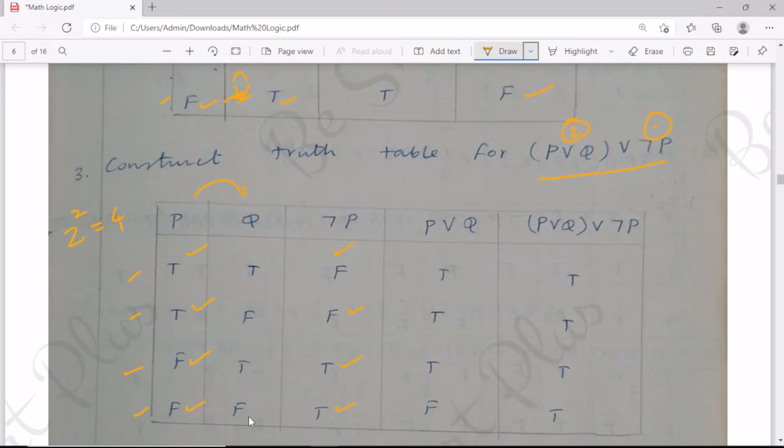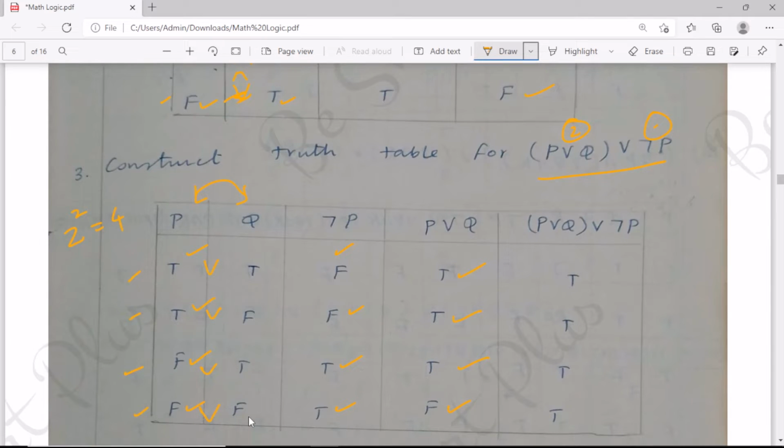That is, we have to take the disjunction between P and Q. So true or true is nothing but true. True or false, true. False or true, true. And false or false, that is false alone.